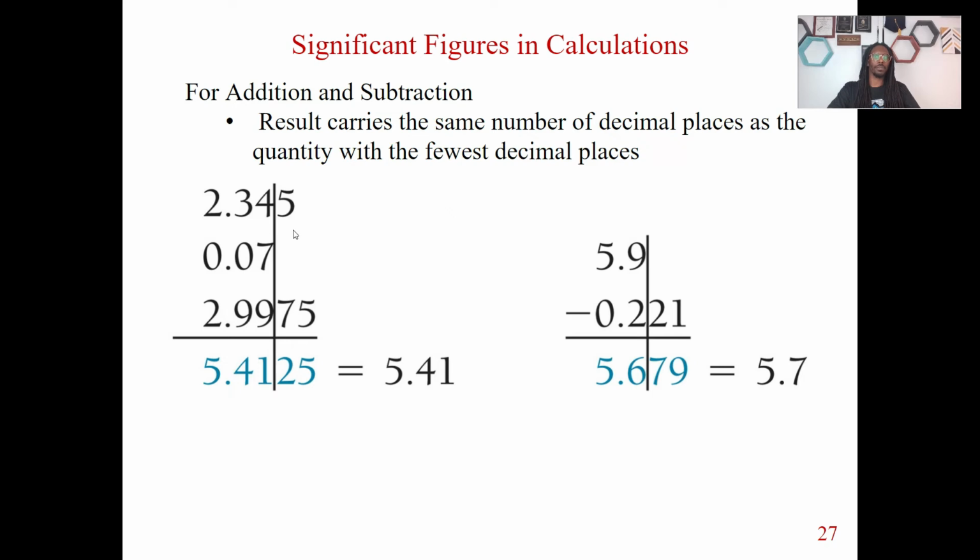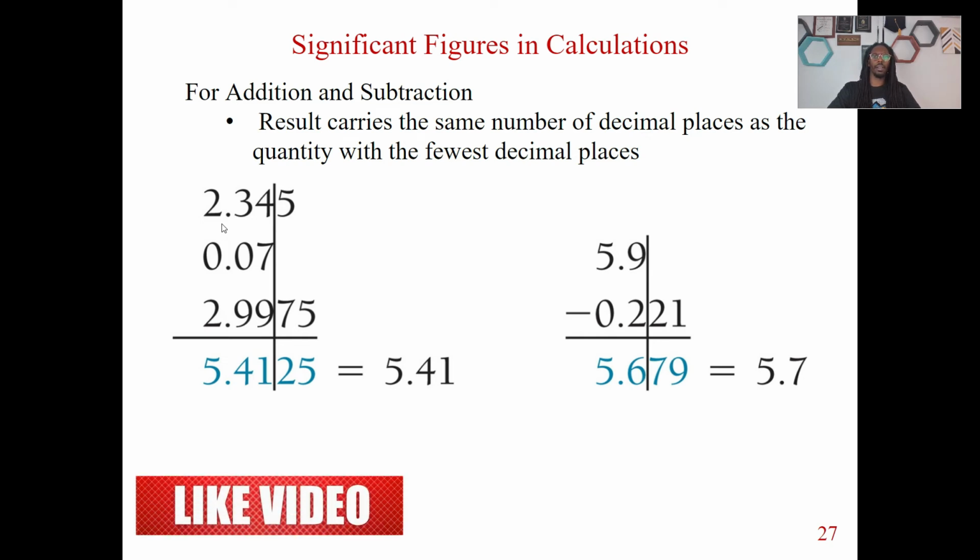So let's look at an example here. Let's say I'm adding 2.345 plus 0.07 plus 2.9975. So notice with adding and subtracting, we're not really focused on sig figs. We're focused on decimal places. In this case, this will have 4 decimal places. This one has 3. This one has 5 decimal places.